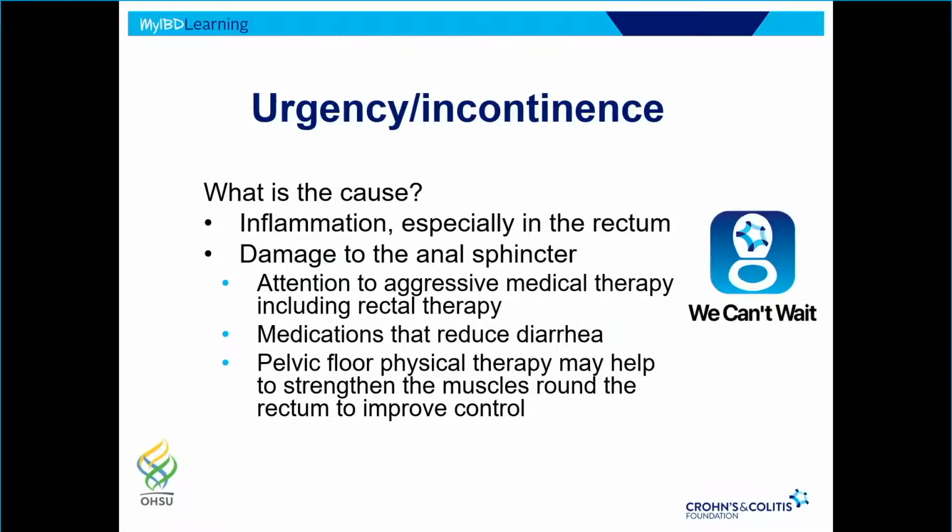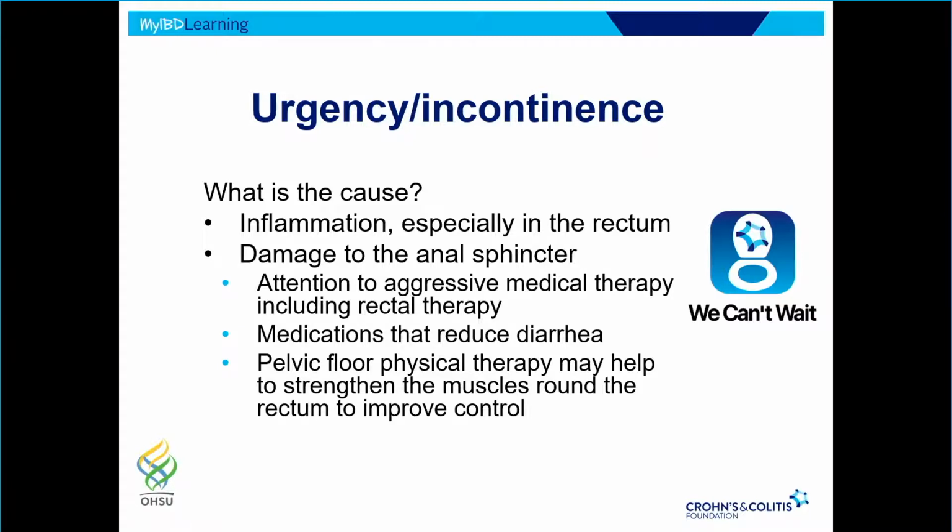Urgency and incontinence are other symptoms that are quite frequent in inflammatory bowel disease. Again, we really want to understand why people are having these symptoms. If there's rectal inflammation, it's really important to treat the rectal inflammation, and this might be done with suppositories or enema therapy. Sometimes patients can have damage to the anal sphincter that can cause this, and again, it's really important to understand that with your doctor to see if there are particular treatments that might be right for you. Again, there are medications that can treat the rectum if the rectum is very inflamed. Medicines that reduce diarrhea can be very helpful.